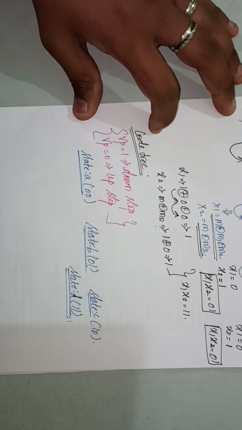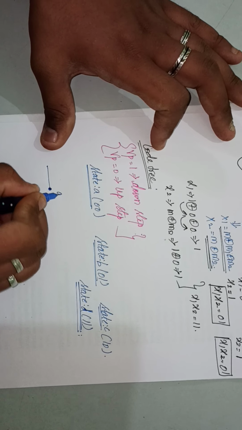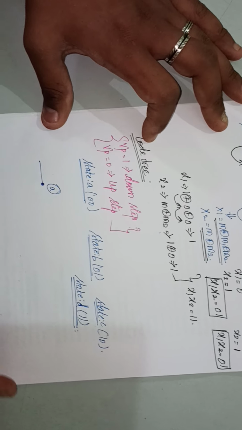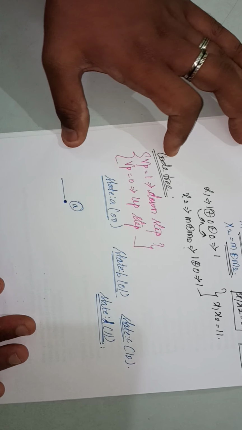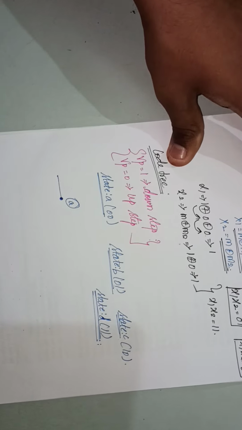Let me draw the horizontal line first. Let us assume this is the A state. At state A, what is the value we have to find?